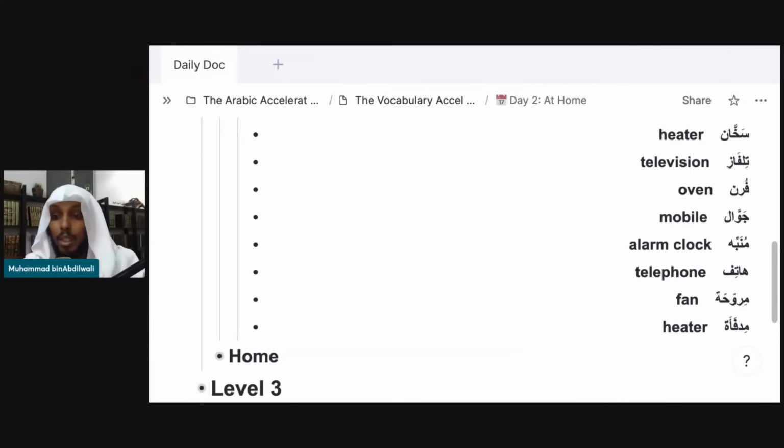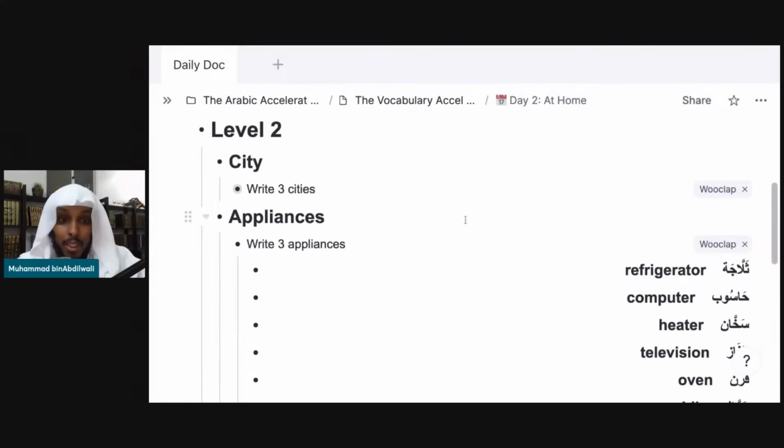Mirwaha, and they have midfa'ah. Midfa'ah, dafi. You know dafi, which means warm. Midfa'ah, something that makes things warm. It makes the room warm, heater. Okay, those are 3 appliances.